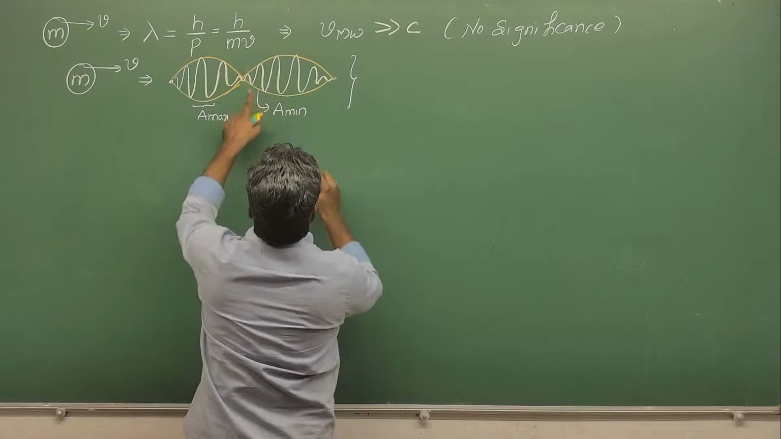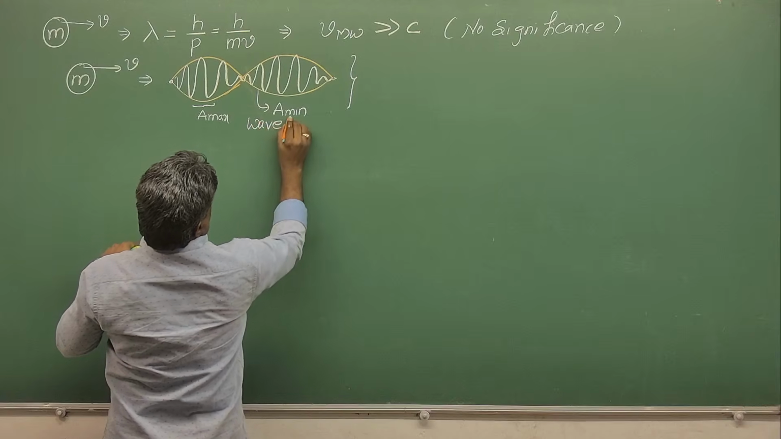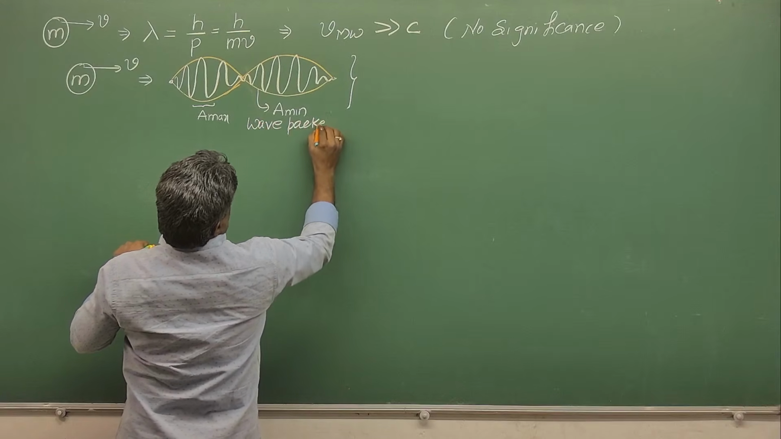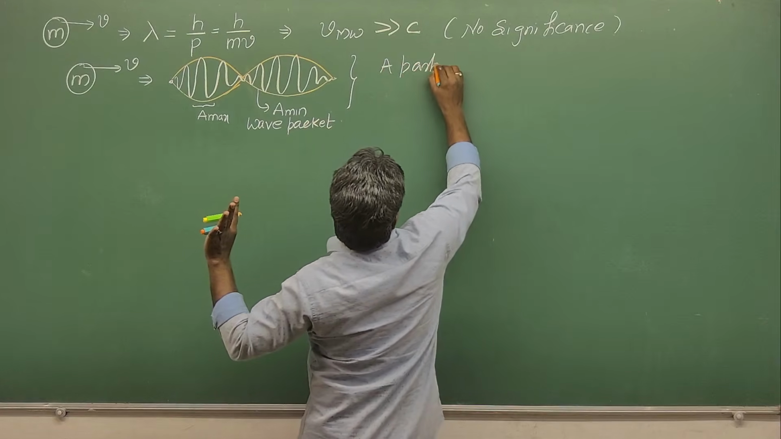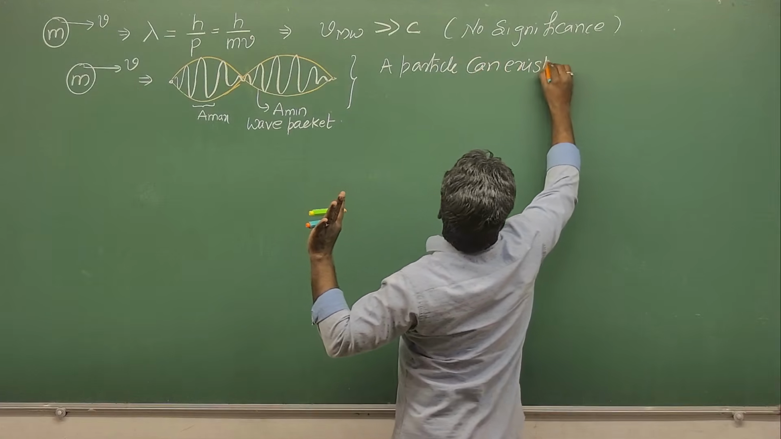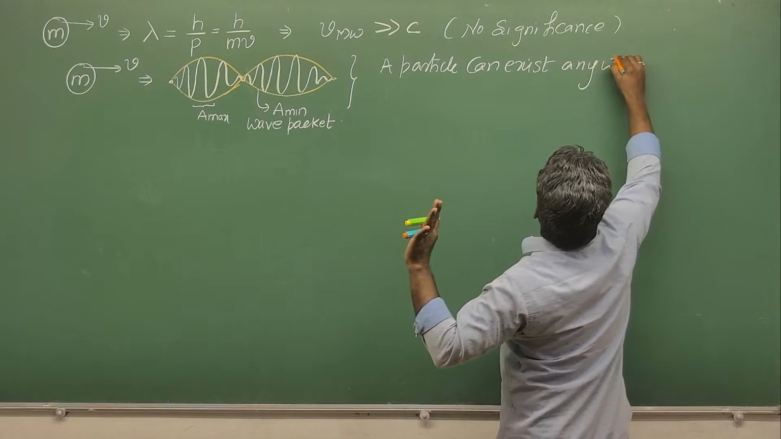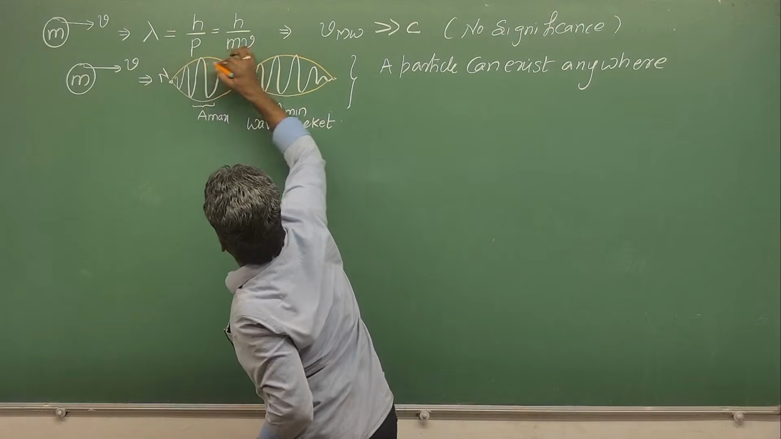So, if you are representing this, what is this called? I said one word, what is that? Wave packet. Wave packet. So, a particle can exist anywhere between two nodes.